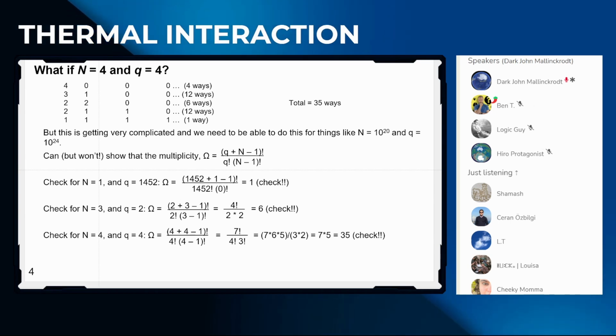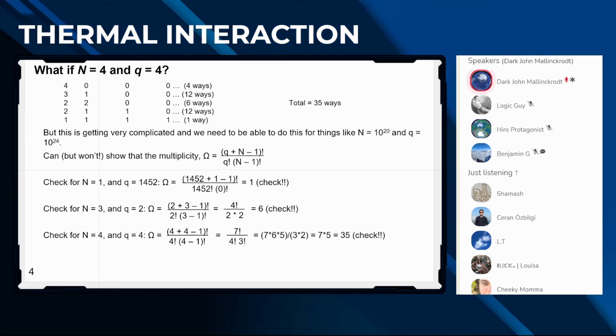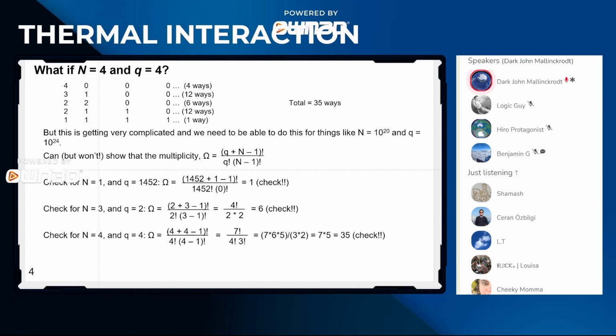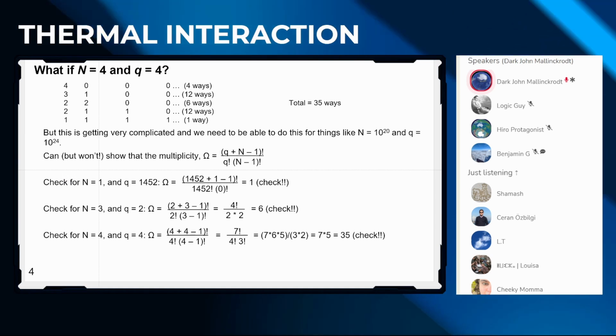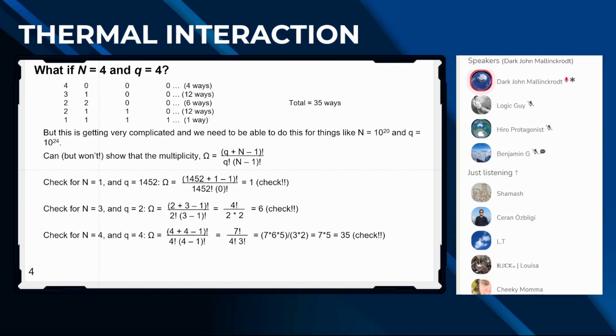So at any rate, it's obvious there that I'm just talking about 1452 factorial divided by 1452 factorial, and that's 1, and that's what we found. So that's good. Checking for n equal 3 and q equal 2, we end up with 4 factorial divided by 2 factorial times 2 factorial. That's 4 times 3 times 2 divided by 2 times 2, and that's 6. That's what we got before, so that's right.